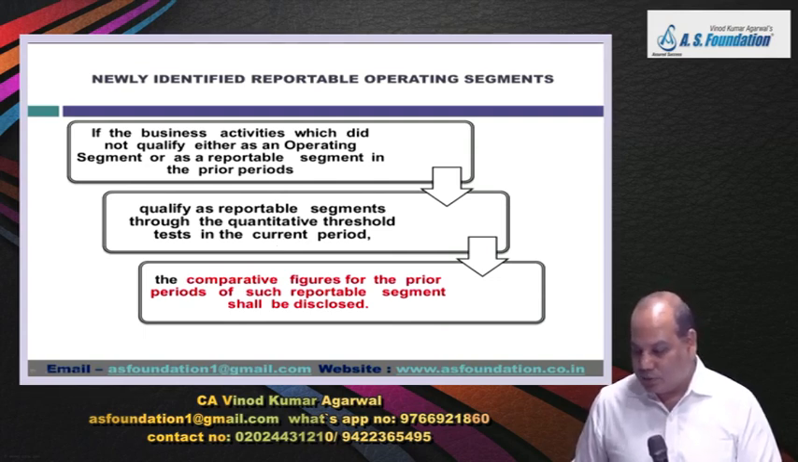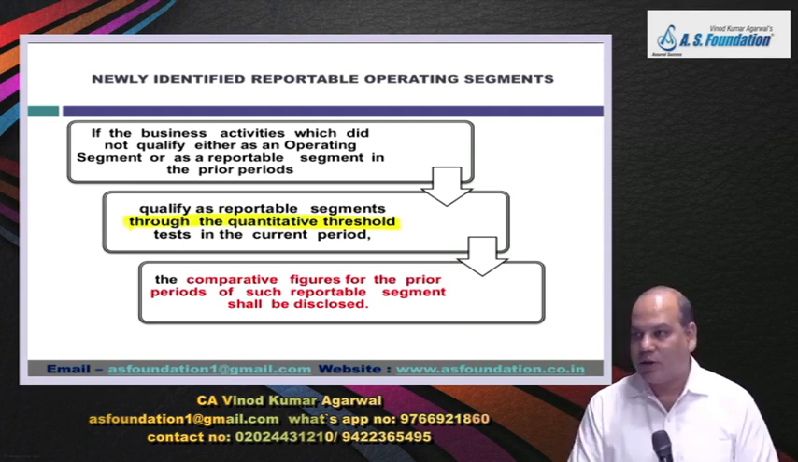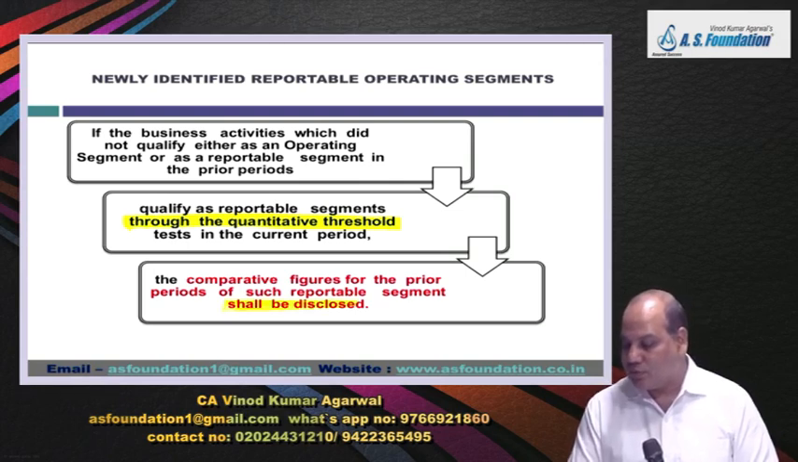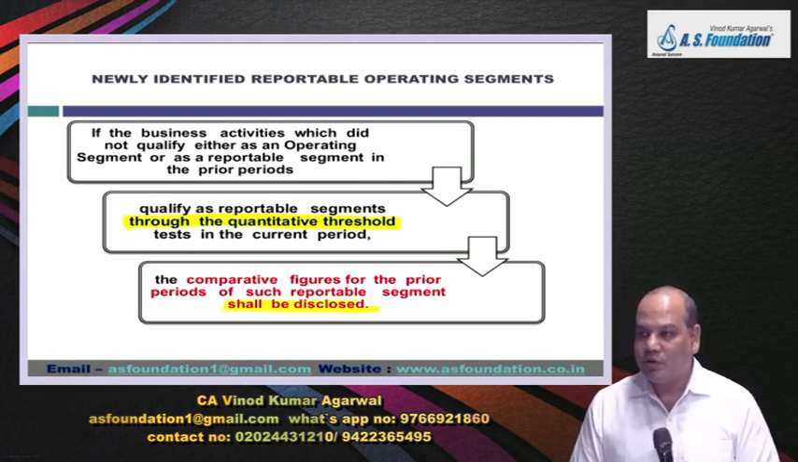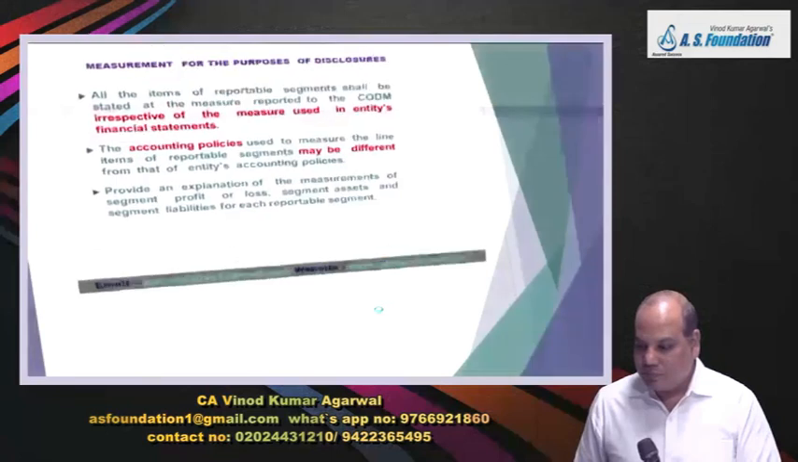It's only applicable for those which are identified through quantitative thresholds, meaning those 10% criteria. Then the comparative figure for the prior period of such reportable segment shall also be disclosed. So then you have to restate the prior figures so that one can compare current year data with the previous year data. So that is a must.